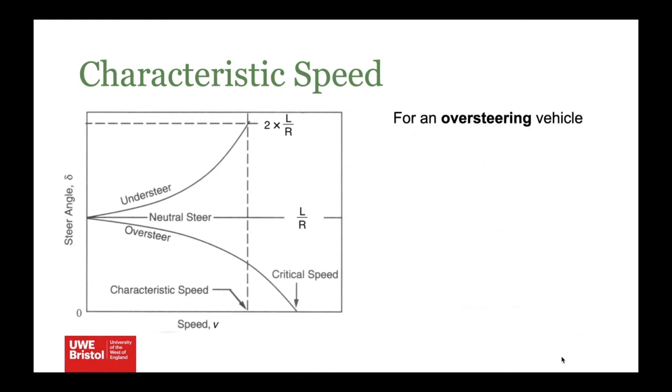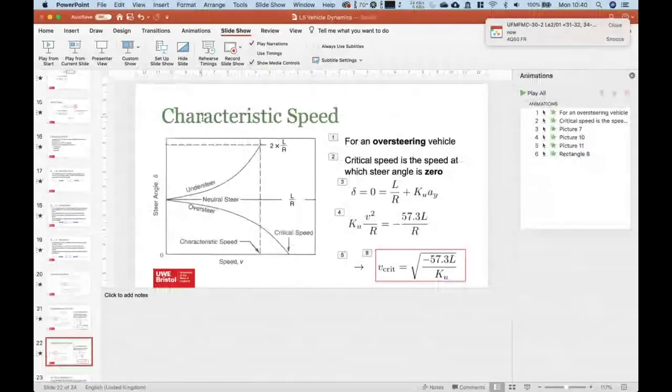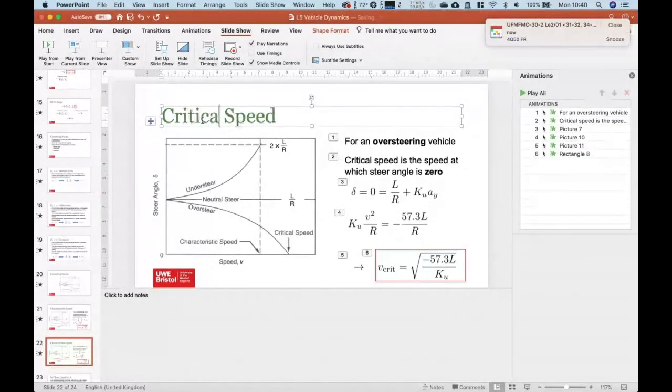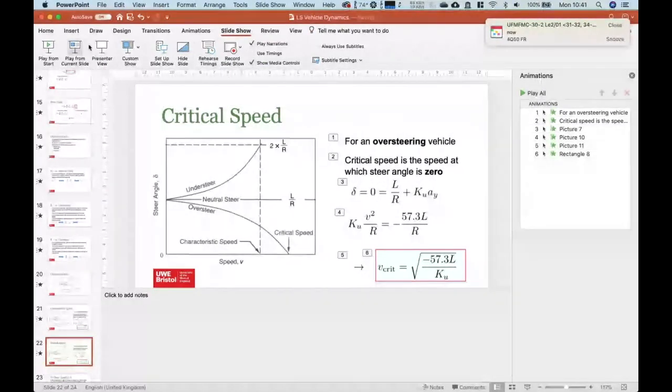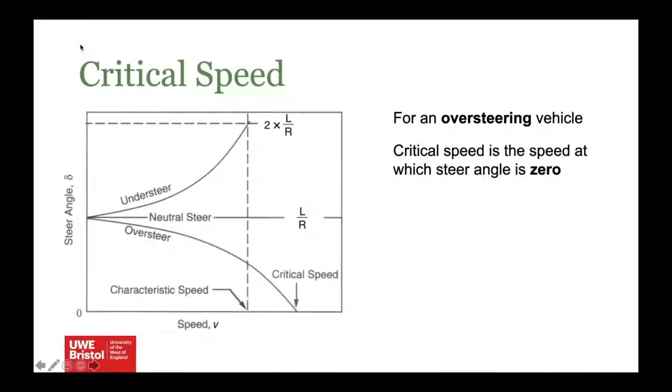Now, for the critical speed for oversteering a vehicle, this slide should say critical speed up here, so I should change that. For oversteering a vehicle, the critical speed is the speed at which the steering wheel angle is 0. So in this case, delta equals 0, which equals L upon R plus KUAY.